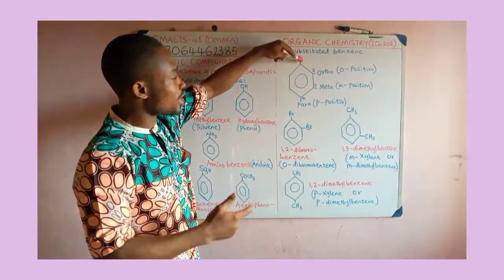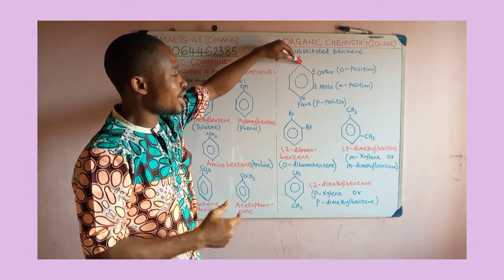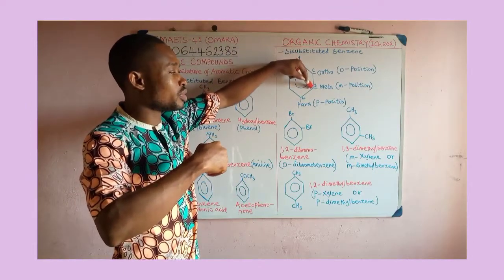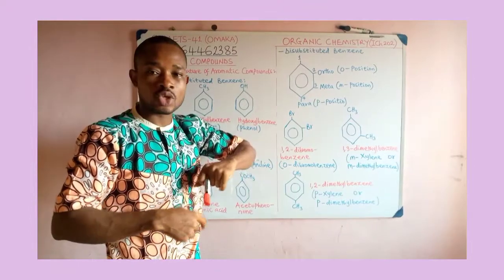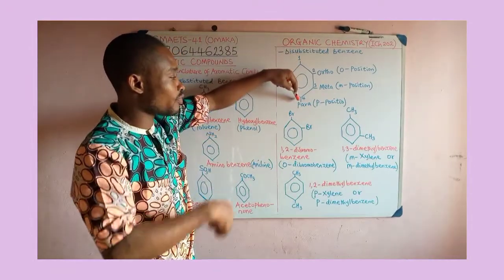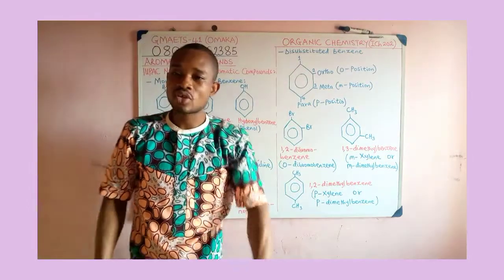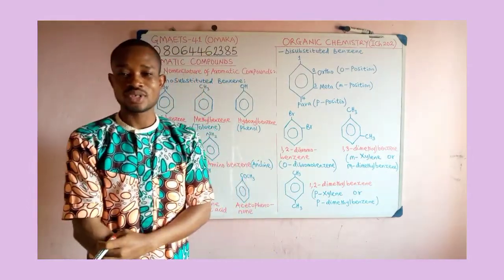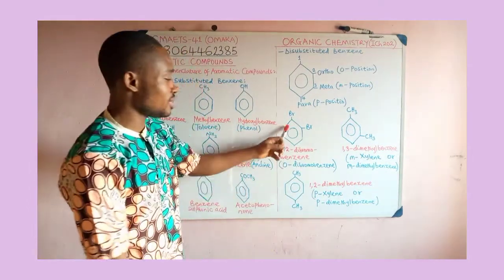What if you have a group in position number 1 and the same group is found in position number 3? We refer to it as meta position. Then finally, you have a group in position number 1, and the same group is found in position number 4. We refer to it as para position. Is that okay?